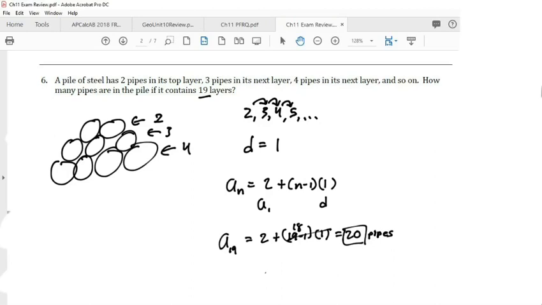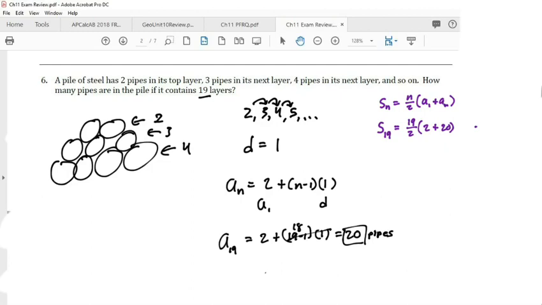You know why? Because there's a formula to find the sum of an arithmetic sequence, and that is n divided by 2 times the first term plus the last term, right? And so in this case, our last layer is 19. Our last term will be 19. So I put 19 right here, divided by 2. Then I have the first one, which is 2, and the last one, which is 20. We just found that, right?